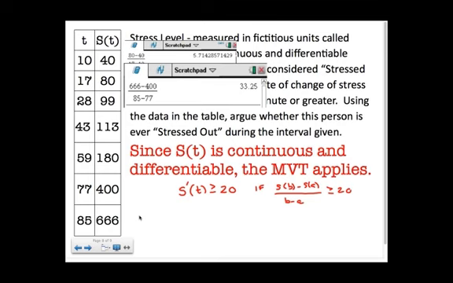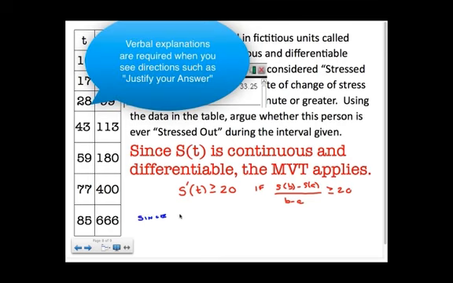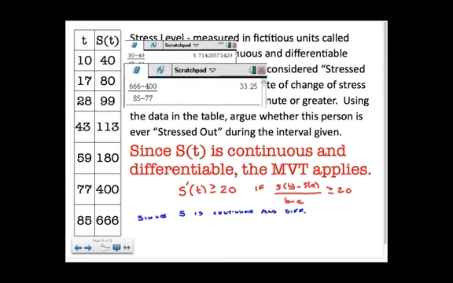So I'd say, since S is continuous and differentiable, I'll abbreviate here, the mean value theorem applies. Your readers are going to want to know that you understand the hypotheses of the mean value theorem, so it's important to state that at the beginning.